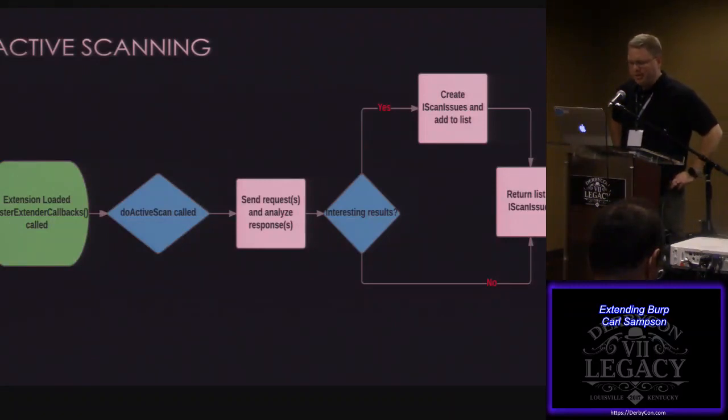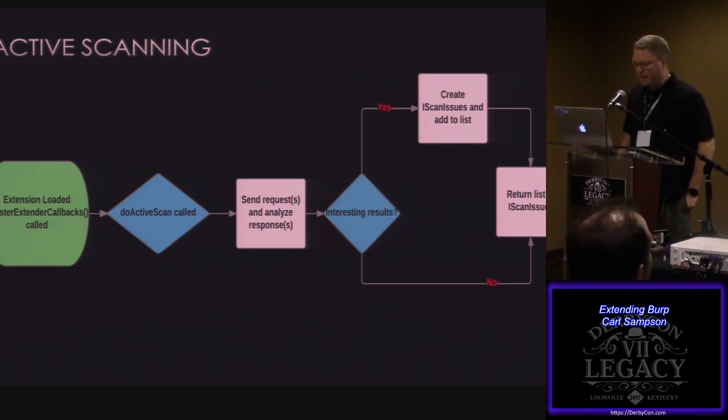Active scanning is a little different, though kind of the same thing. When it's loaded, registerExtenderCallbacks is called. Then whenever there's the option to do active scanning, doActiveScan is called for your extension or for every extension that implements active scanning. Active is a little different because you get the base request and response. Then you can modify it and call it multiple times, however you want, whatever you're really trying to test, and send the request and get the response. If you have any interesting results that you want to report, you can do that, very similar to the passive scanning.